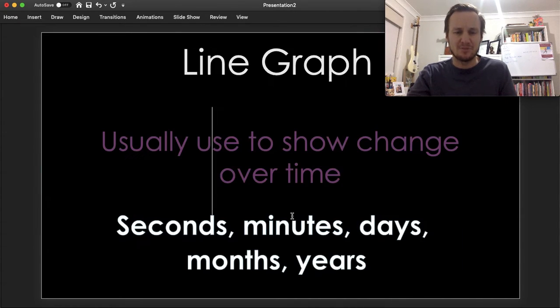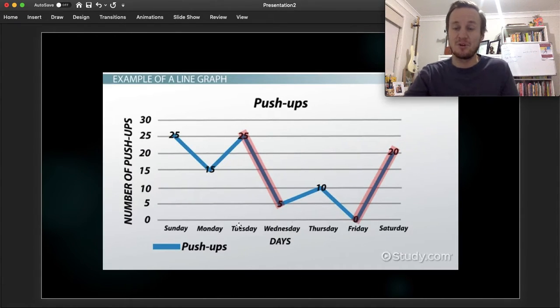So like I said before, this is an example of a line graph. Once again, they've got a title, perfect. They've got their x-axis labeled down the bottom and their y-axis labeled over here. And this one's about the amount of push-ups that a person did. And they've got their blue line here saying they did 25 of them from the first day, then 15, 25, 5, 10, 0, and 20.